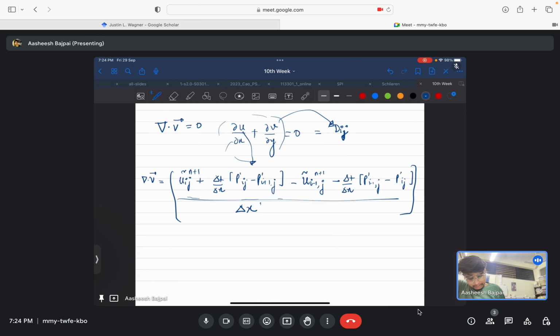So discretization of this term, plus similarly for v tilde i j at n plus 1 plus delta t by delta x p dash i j minus p dash i j plus 1, minus v tilde i j minus 1 at n plus 1, minus delta t by delta x p dash i j minus 1 minus p dash i j.